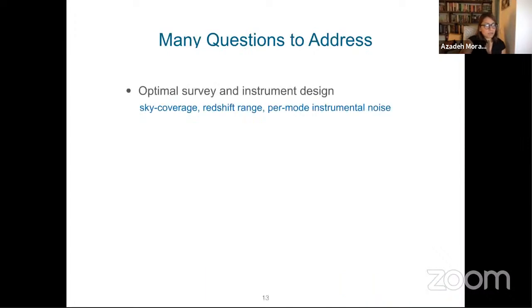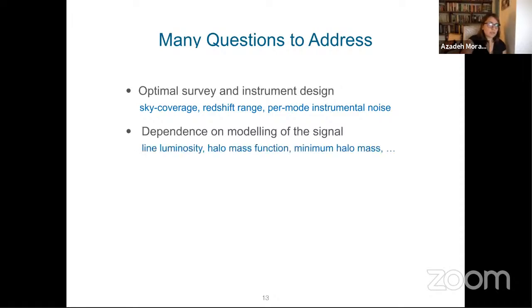But then there are a lot of questions to answer before you can take these forecasts seriously. In particular, the first question we wanted to understand was, going beyond these specific survey designs, can we find what is the optimal survey and instrument design to get FNL of order unity or better? And this will mean characterizing the requirements on sky coverage, redshift range, instrumental noise, and so on. How do these constraints depend on the modeling of the signal? And in particular, there is uncertainty in the model of the luminosity of the line, in addition to other ingredients.